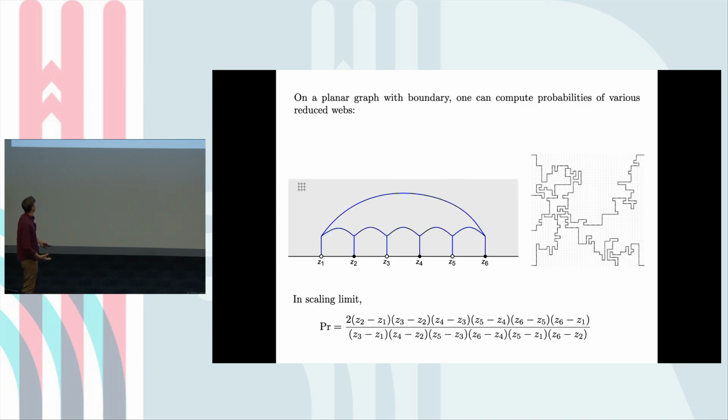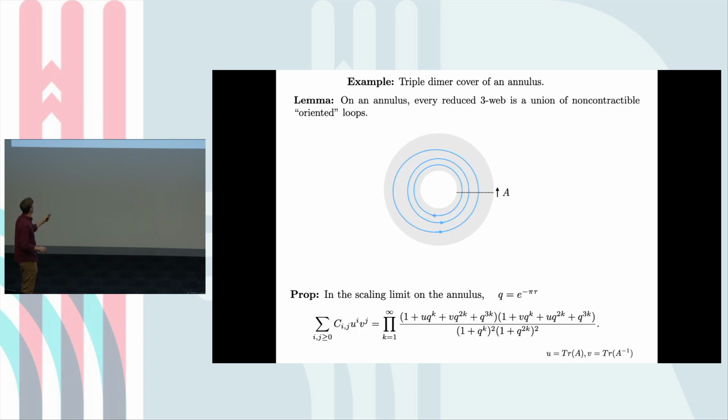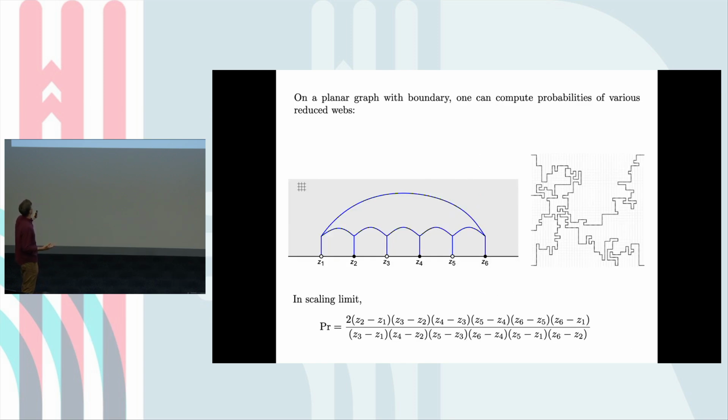Going back to the original problem with boundary, this was again a result with no boundary. If you do have some boundary points, you can talk about reduced webs with boundary. So they're webs where all the internal vertices are trivalent and the boundary vertices are degree 1. And for these kinds of webs, the probability of such a web can also be computed, and it's again conformally invariant, depends on the image of the points in the upper half plane, and there are again some pretty rational expressions of the boundary points.